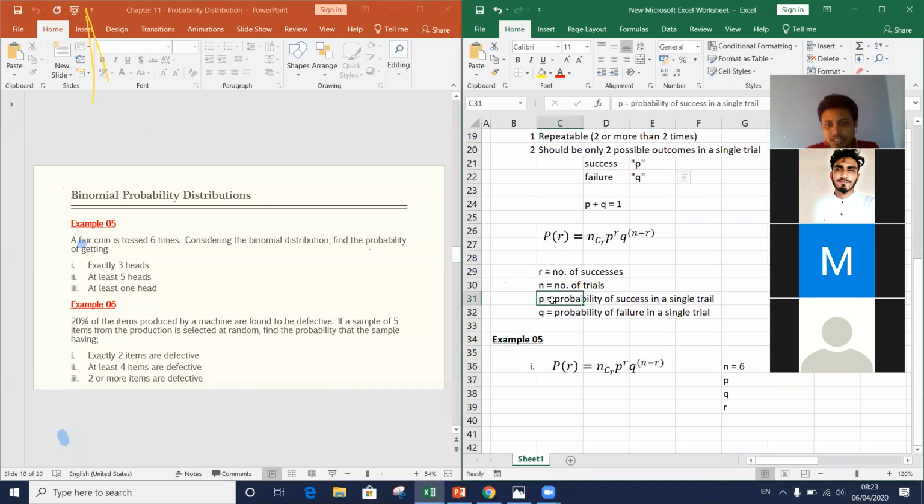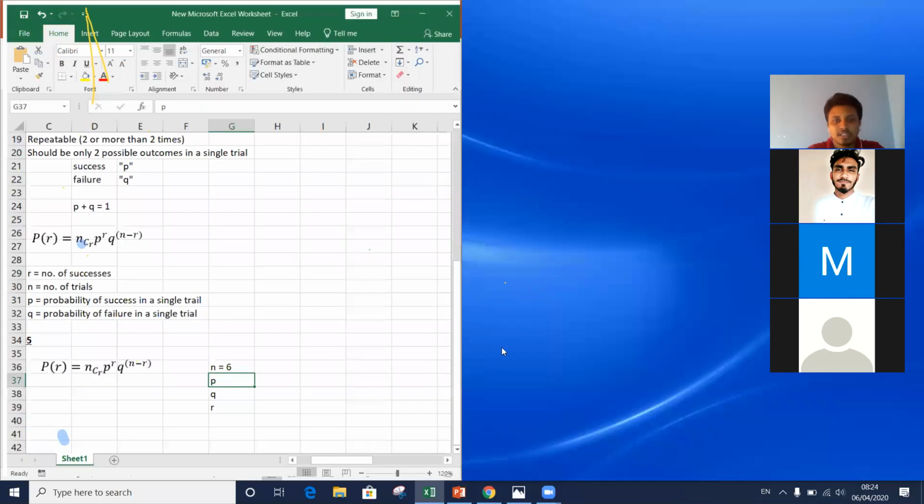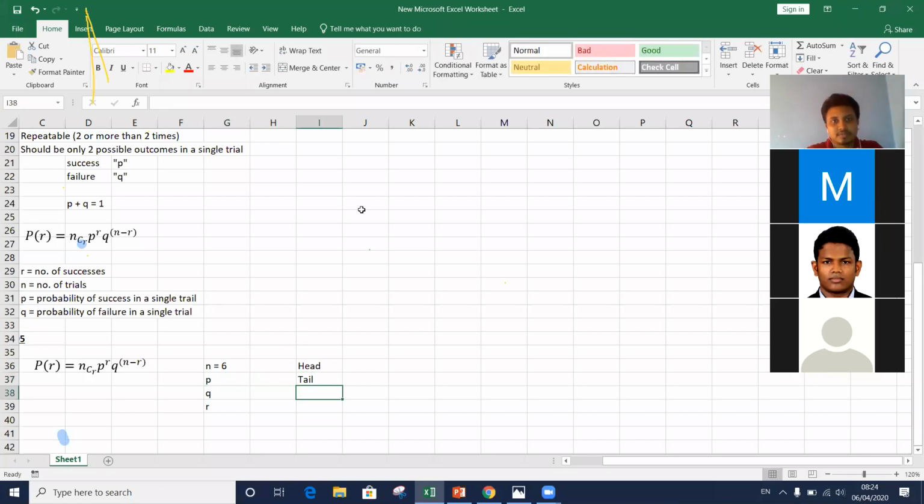Success ekak thamai api p walin represent karanne. Probability of success in a single trial. Ekavatawak vitarak karu thing outcomes dekai. Oy outcomes deka monawa unath we should rename it as success and failure. Ena outcome deka thamai metena head and tail. Right? Head and tail are the two possible outcomes in a single trial. Ekak head, anith ekak tail.